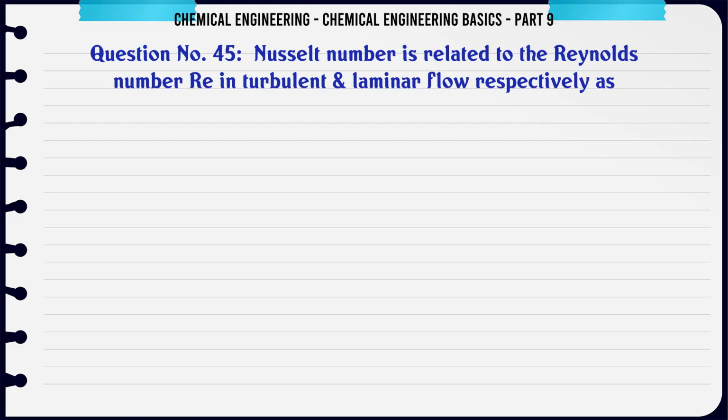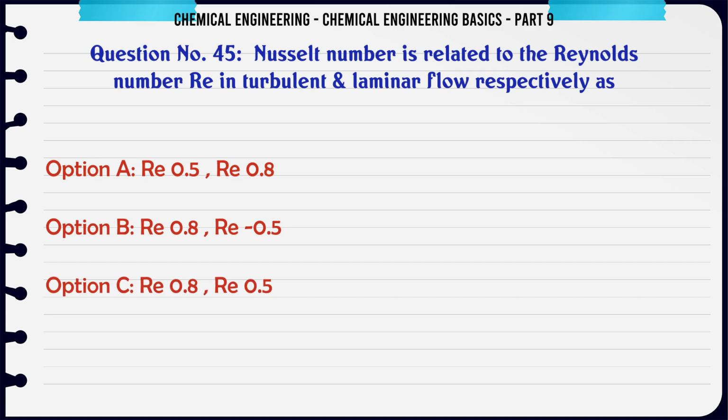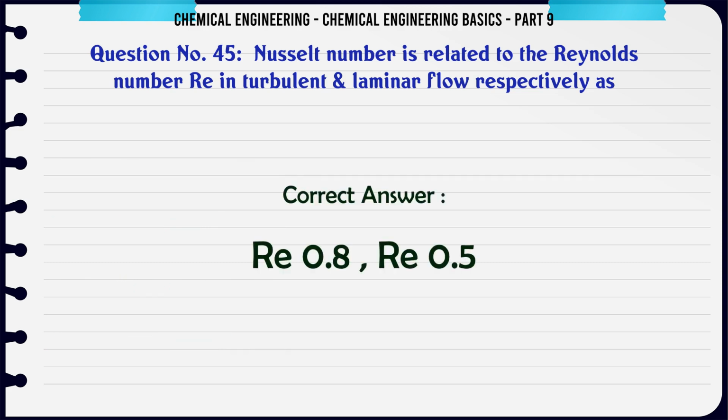Nusselt number is related to the Reynolds number Re in turbulent and laminar flow respectively as: A. Re 0.5, Re 0.8, B. Re 0.8, Re 0.5, C. Re 0.8, Re 0.5, D. Re 0.8, Re 0.5. The correct answer is Re 0.8, Re 0.5.